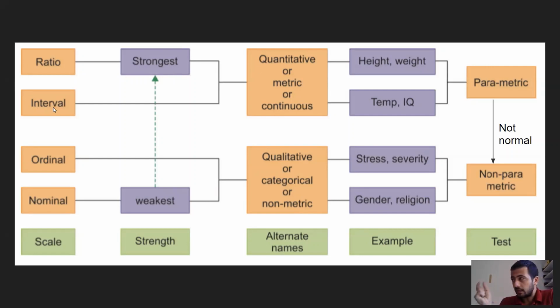The interval, we have like the temperature, any score, okay? We have steps that we can move from one step to another step, okay? And then we have the ratio, okay? So the ratio are like how tall that person is, blood glucose, other stuff, okay? Everything that is continuous is a ratio, okay? So those are considered parametric.